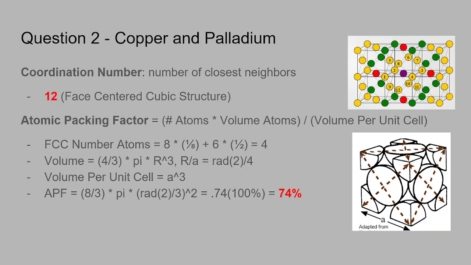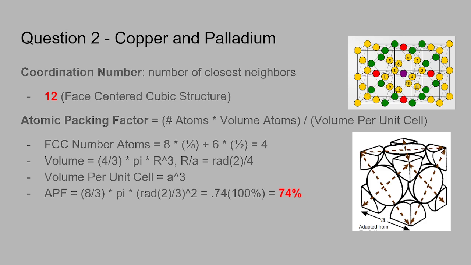Question 2 for the assignment was looking at the coordination number and the atomic packing factor for copper and palladium. As Jack said in the previous slide, both of these are face-centered cubic structures, and the coordination number, or the number of closest neighbors for face-centered cubic structures, is 12. You can see that in the picture to the right. There are 12 yellow atoms surrounding the center purple atom, so that's why the coordination number is 12.